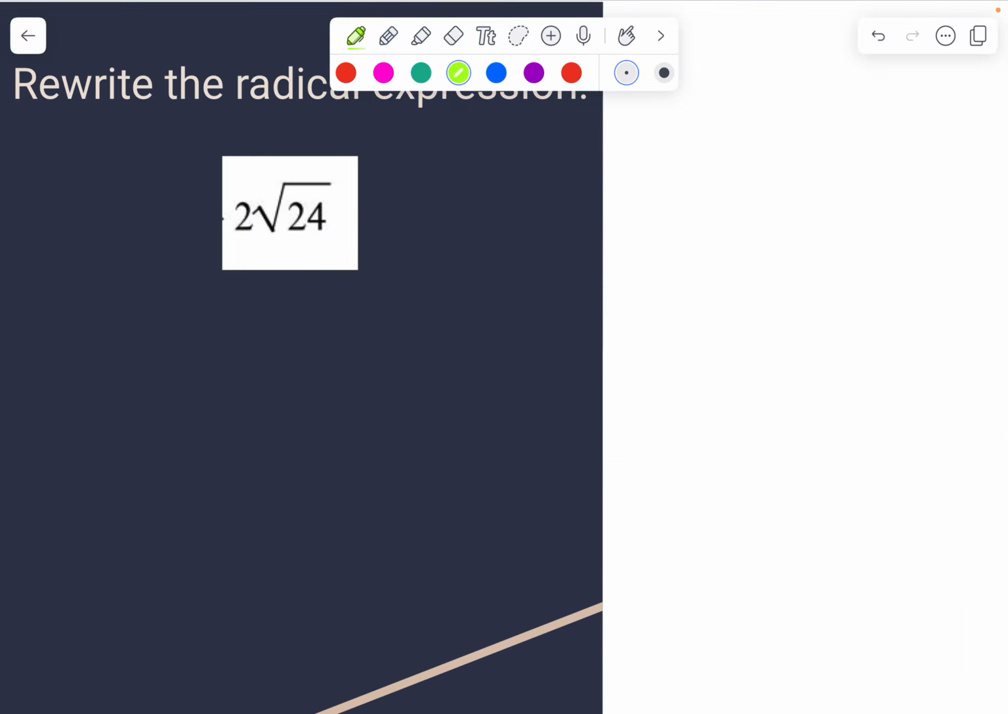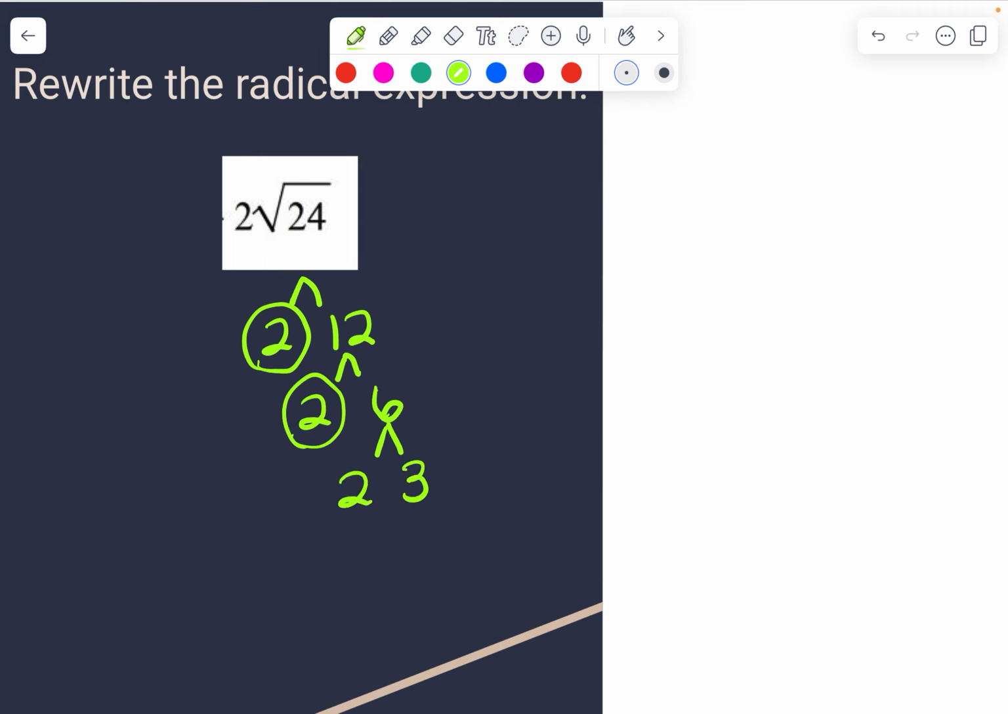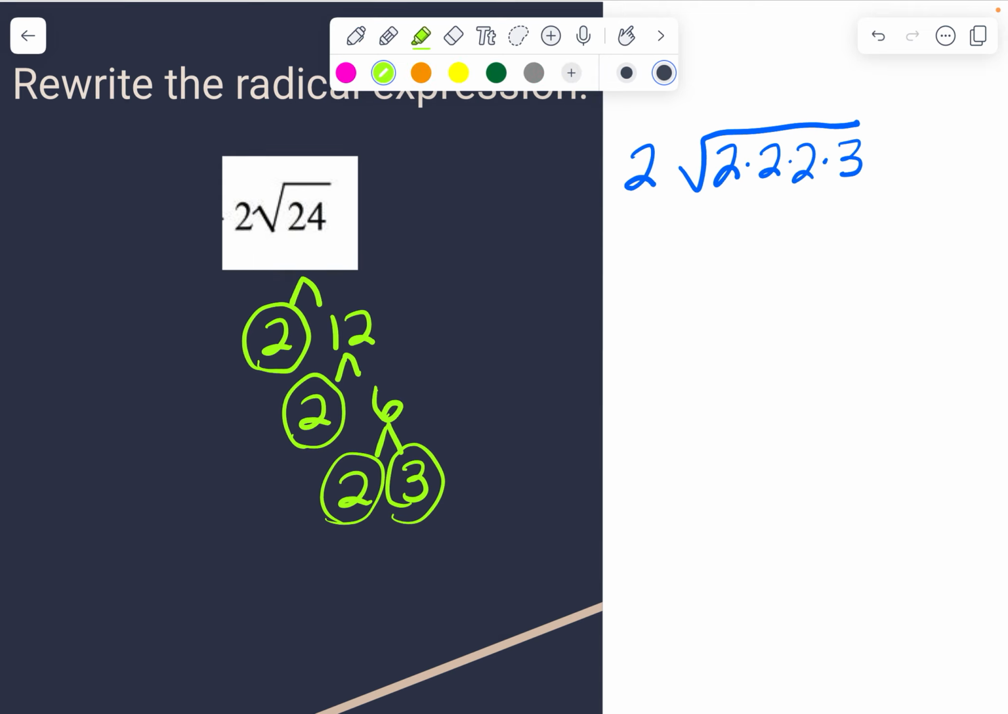2 square roots of 24. So again, I already have that 2 on the outside. Let's break up the 24. 2 and 12. 2 is prime. 12 is 2 and 6. 2 is prime. 6 is 2 and 3, which are both prime. So I have my 2 on the outside. The inside then breaks up into 2 times 2 times 2 times 3.